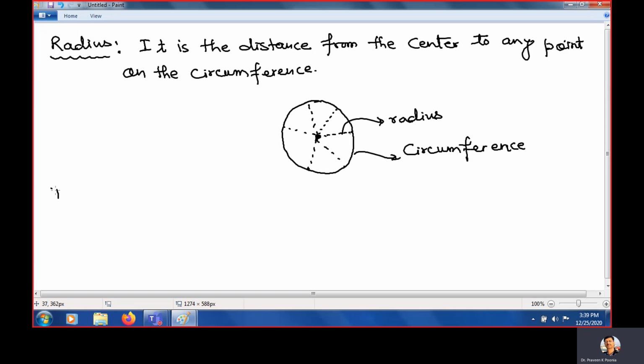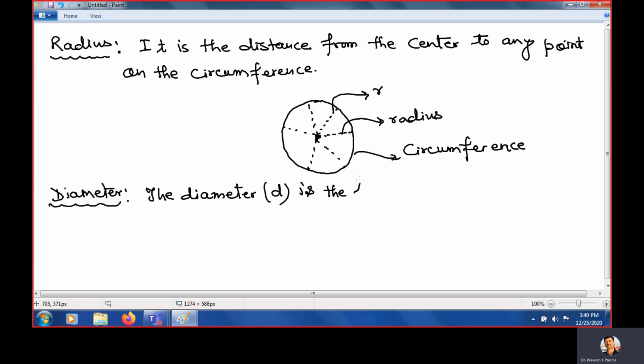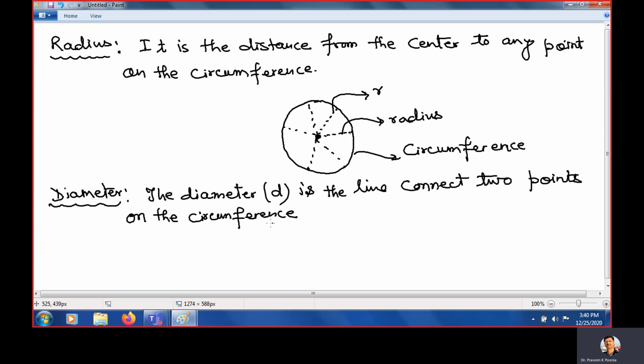Okay. Now another term that comes in our discussion is diameter. What is the diameter? After radius, and this radius is denoted by r. Clear? So the diameter is denoted by d. The diameter is the line that connects 2 points on the circumference, passing through the center.